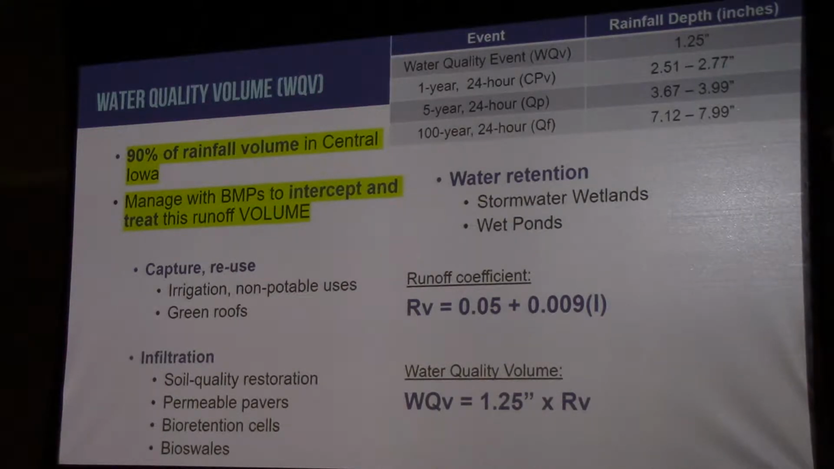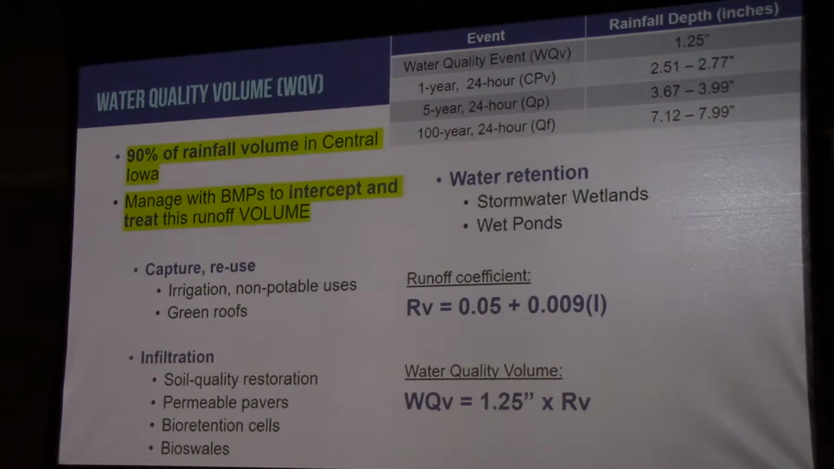And the goal is you're going to use best management practices that intercept and treat that runoff volume. So again, some of the things you saw for recharge volume can also apply to water quality: capture and reuse, infiltration, soil quality restoration, permeable pavers, bioretention cells, and bioswales. All those are practices that can capture that water on site and either infiltrate it into the ground or let it be used by plants.